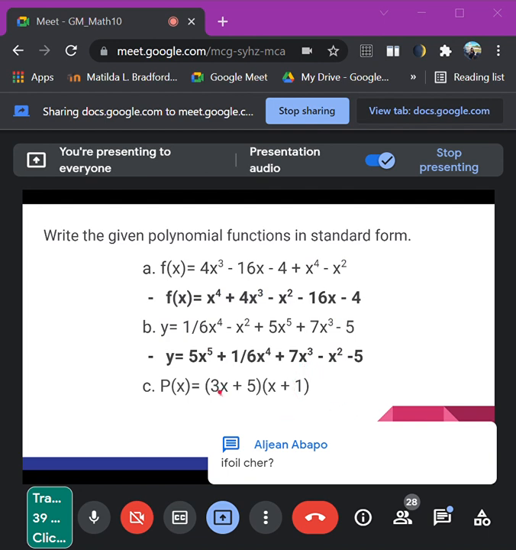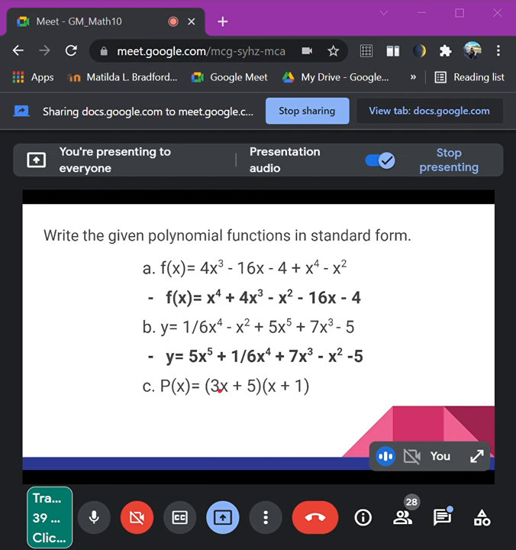So, ato siyang i-FOIL method class. So, we are going to use the first, outer, and then inner and then the last. So I have here already the answer. So for the first, you have 3 times x, that is 3x squared. 3 times 1, that is 3x. 5 times x, that is 5x. 5 times 1, that is 5.